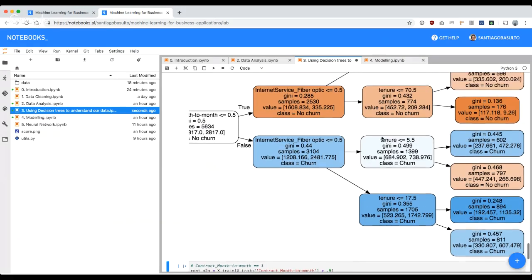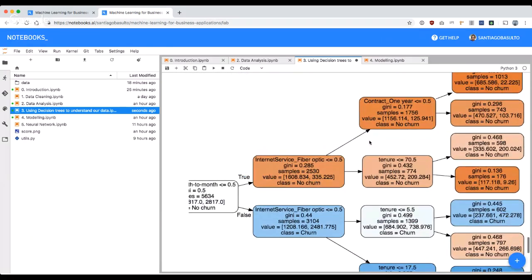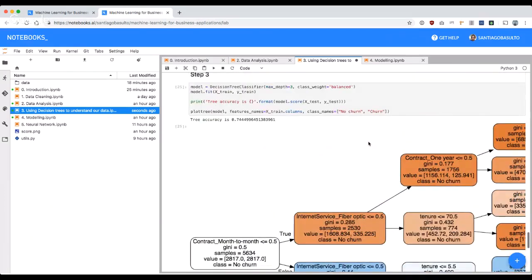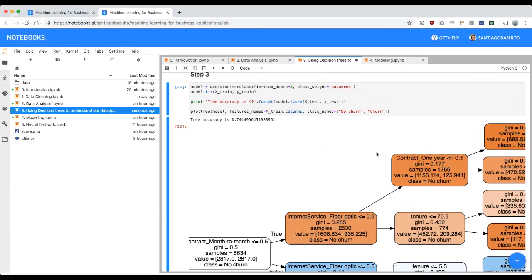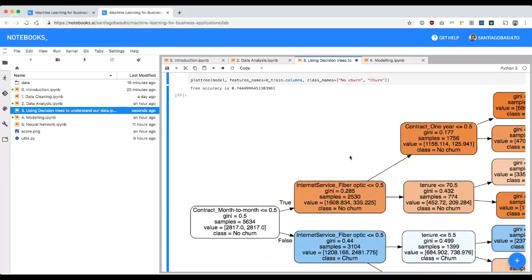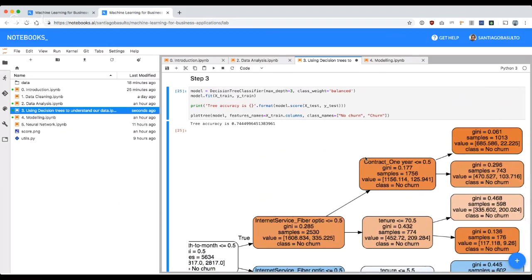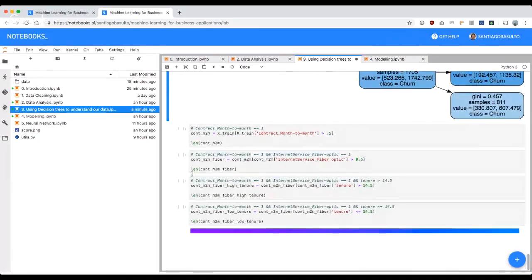So again, a decision tree is usually not used to predict things. It has the limitation that it tends to overfit. But it's very good to have a good understanding of what are those important variables when we need to predict the outcome of a user.